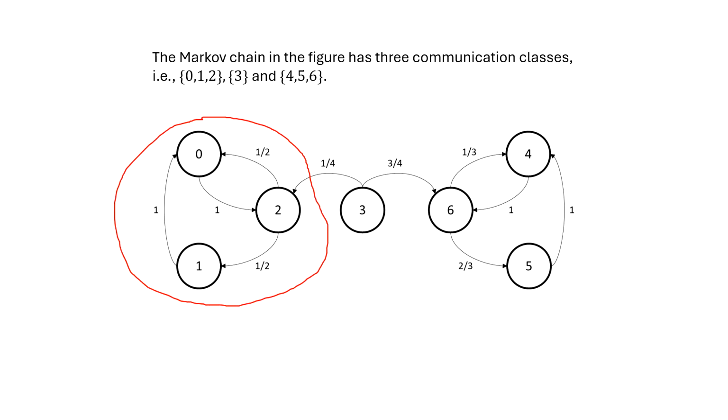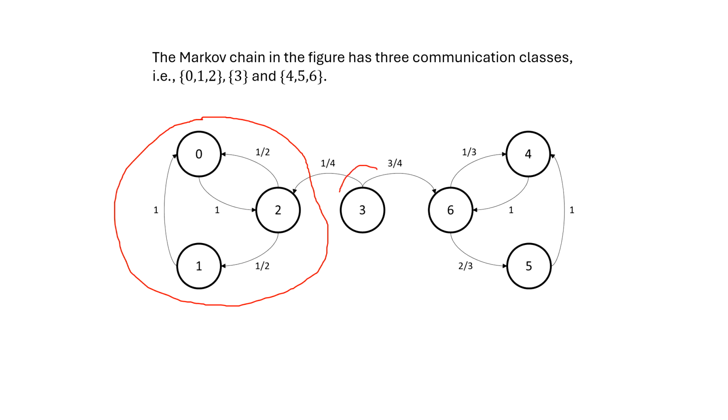Let me circle them, and you can't get out of these three. You notice, let me point here, you can go from 3 to 2, but you can't go the other direction. So this is sort of one communication class. And then you have the one in the middle, 3.